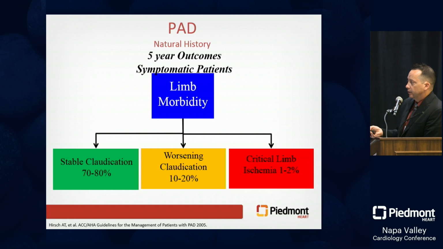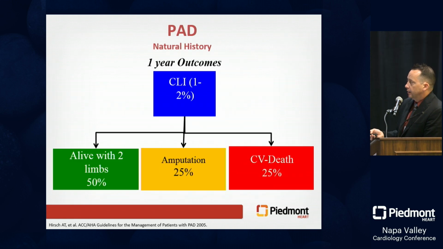However, when we're getting to this point, these patients are extremely, extremely ill. If you look at CLI, underscoring how ill patients with critical limb ischemia are, look at your cardiovascular death at 1 year. I showed you 5-year data; this is 1-year outcomes. 1 out of every 4 will be dead by 1 year, and they're dying from cardiovascular causes.